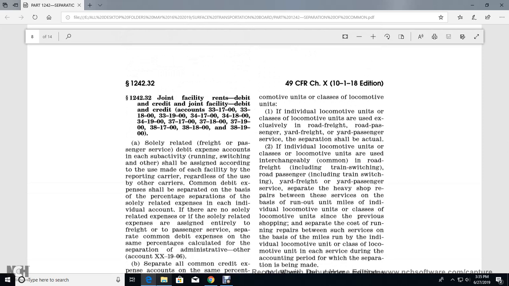1242.32, for the joint facility rent, the debit or credit of the joint facility: debit or credit accounts 33 17, 33 18, 33 19, 34 17, 34 18, 34 19, 37 17, 37 18, 37 19, 38 17, 38 18, 38 19.